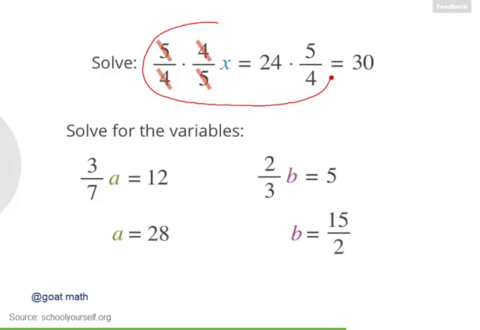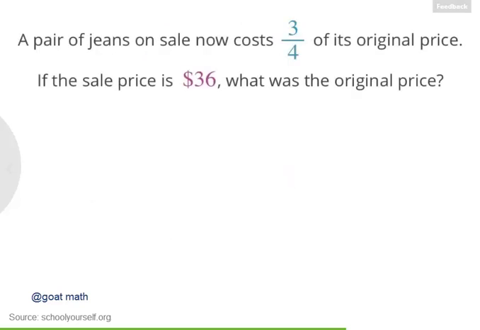Now let's apply this approach for solving equations to a real-world problem. Suppose a pair of jeans is on sale, and now it's only 3/4 of the original price. If the sale price is $36, then what was the original price of the jeans? If you get stuck, click here and we'll figure this out together.